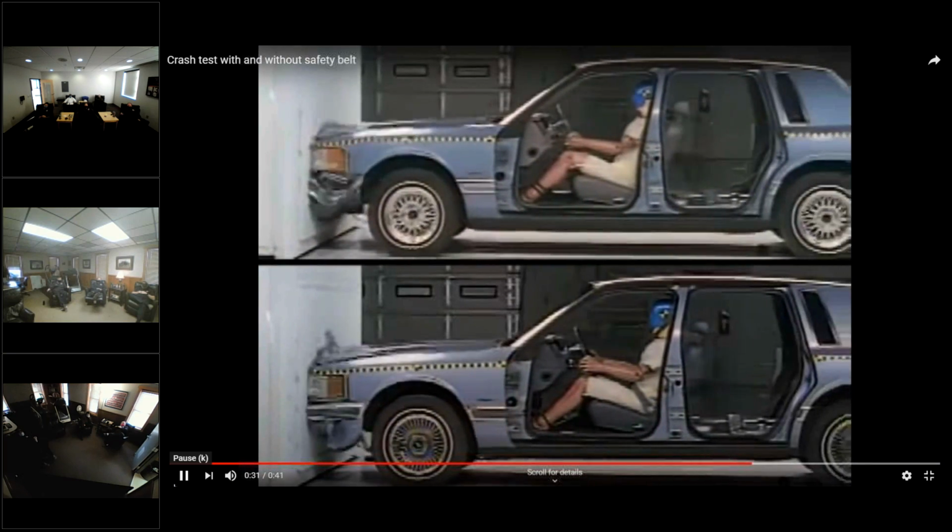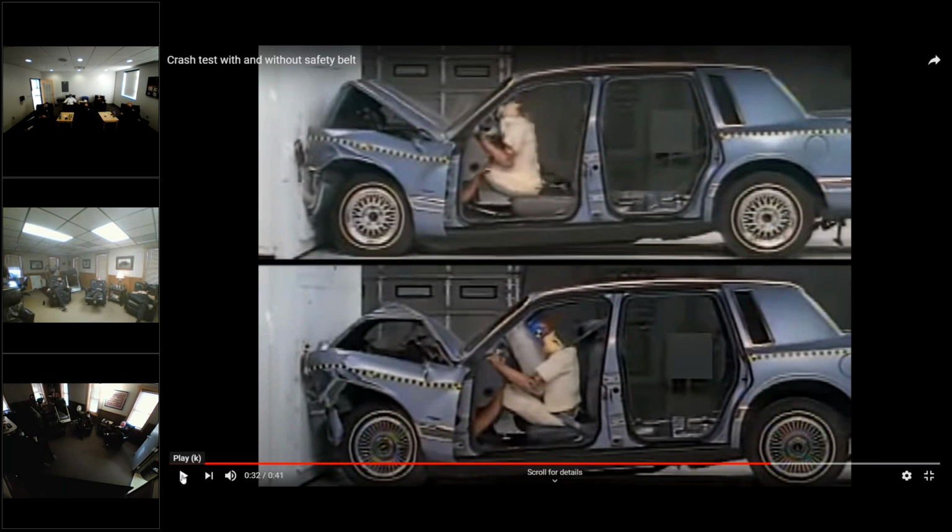So our big concerns here with the unrestrained driver obviously are going to be substantial thoracic injuries. We're going to have cervical spine injuries, and then also we're going to have a head injury because we did see splintering within that windshield.